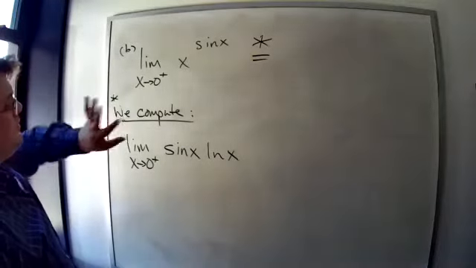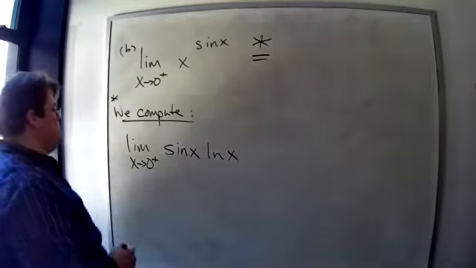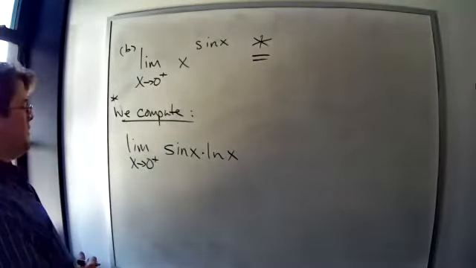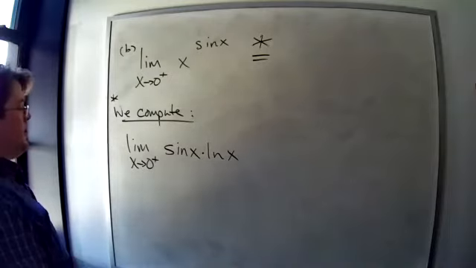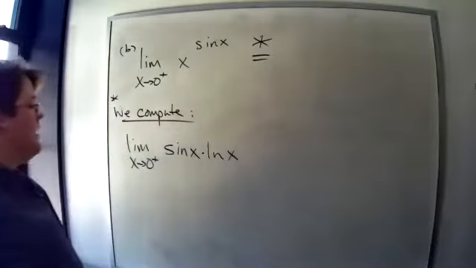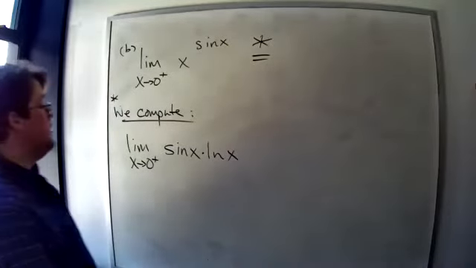So throw a logarithm on that and bring the sine x out front, and it turns into this product. This limit is a 0 times negative infinity form. And we can compute this by putting something in the denominator. I'm going to put the trig function in the denominator.